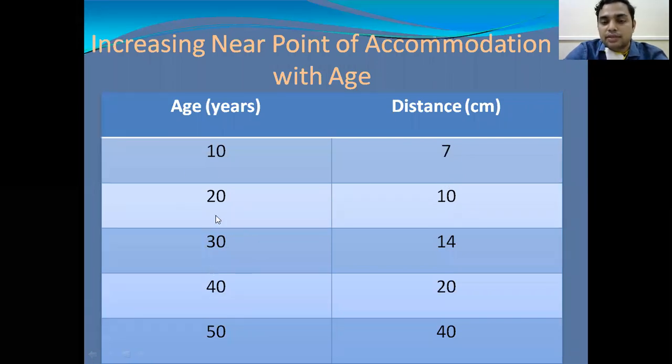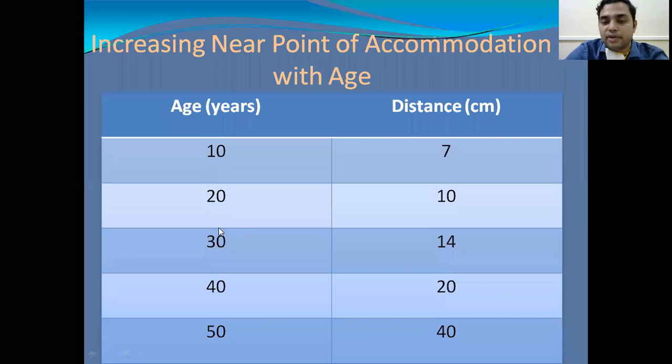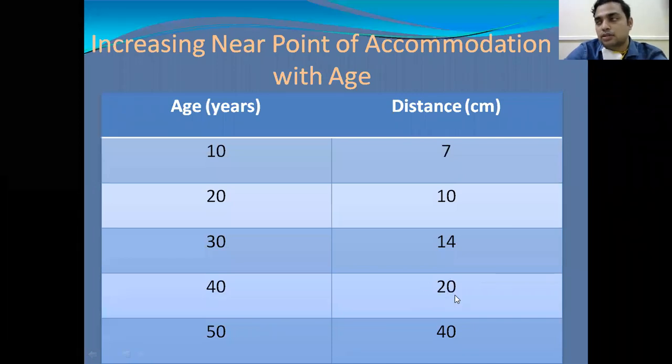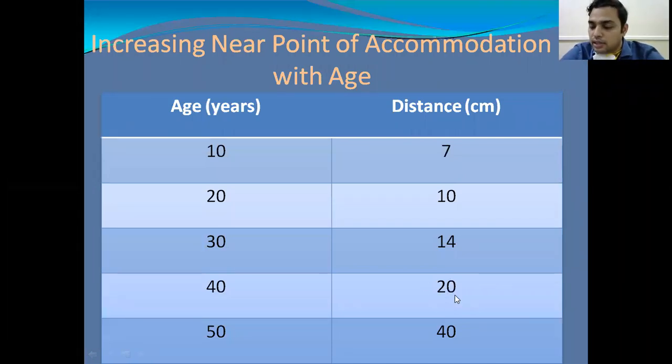At the age of 30 years, the power of accommodation decreases still further, and the near point of accommodation is at 14 centimeters. At 40 years, the near point of accommodation becomes 20 centimeters. That's why near vision problems usually start at 40 to 45 years of age, since we normally put a book at a distance of 25 to 30 centimeters.